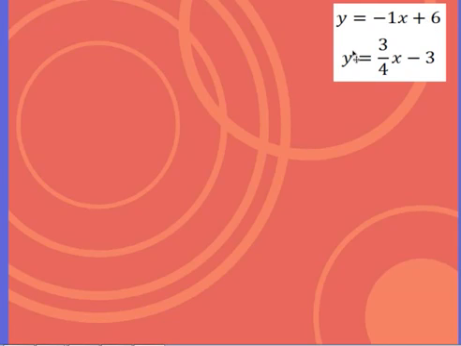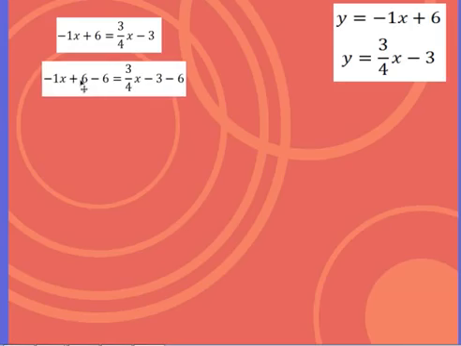That's any substitution problem that I have. Okay, so we're going to go ahead and pull negative 1x plus 6 equals 3/4 x minus 3. So now the equations are set equal to one another. I'm going to rely on some equation solving skills. I'll start by subtracting 6 from both sides just to move my whole numbers over.